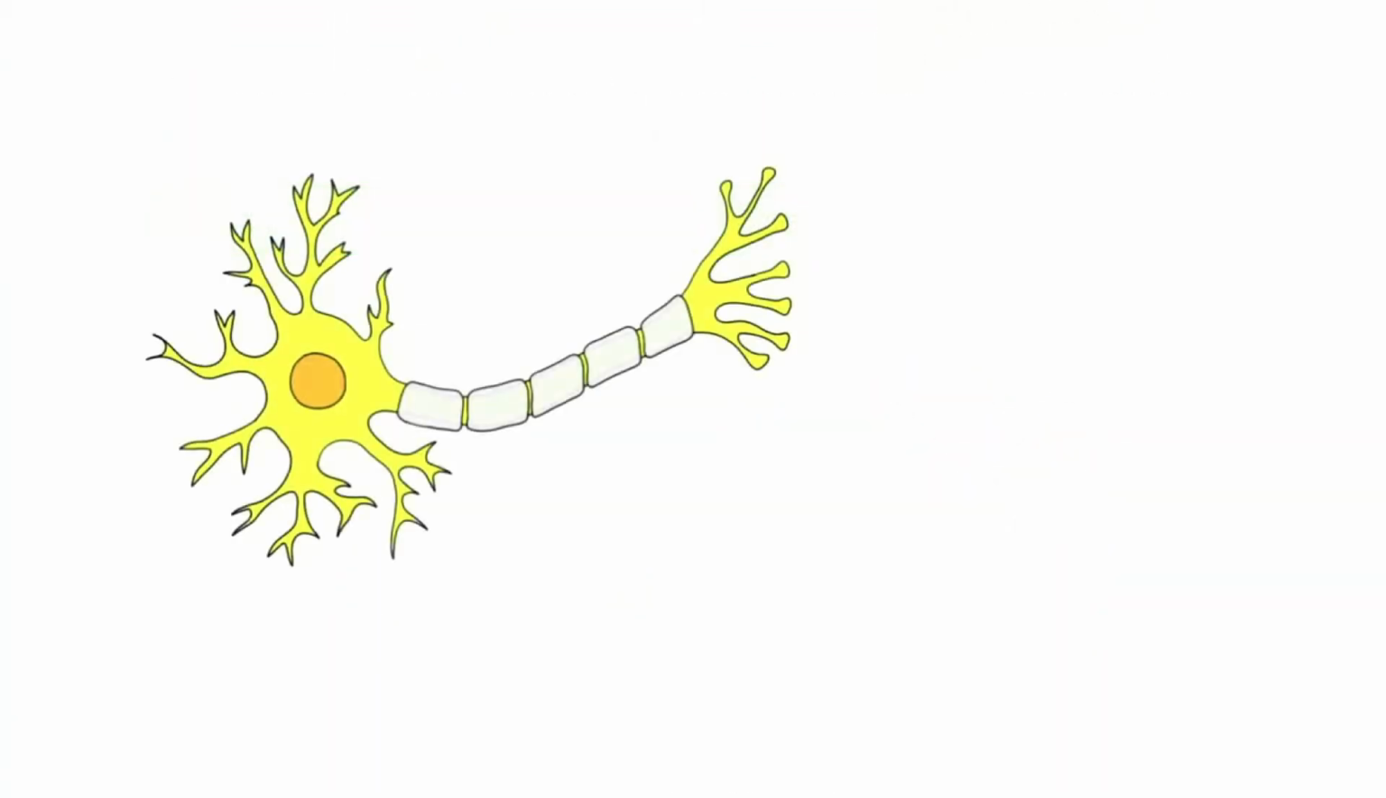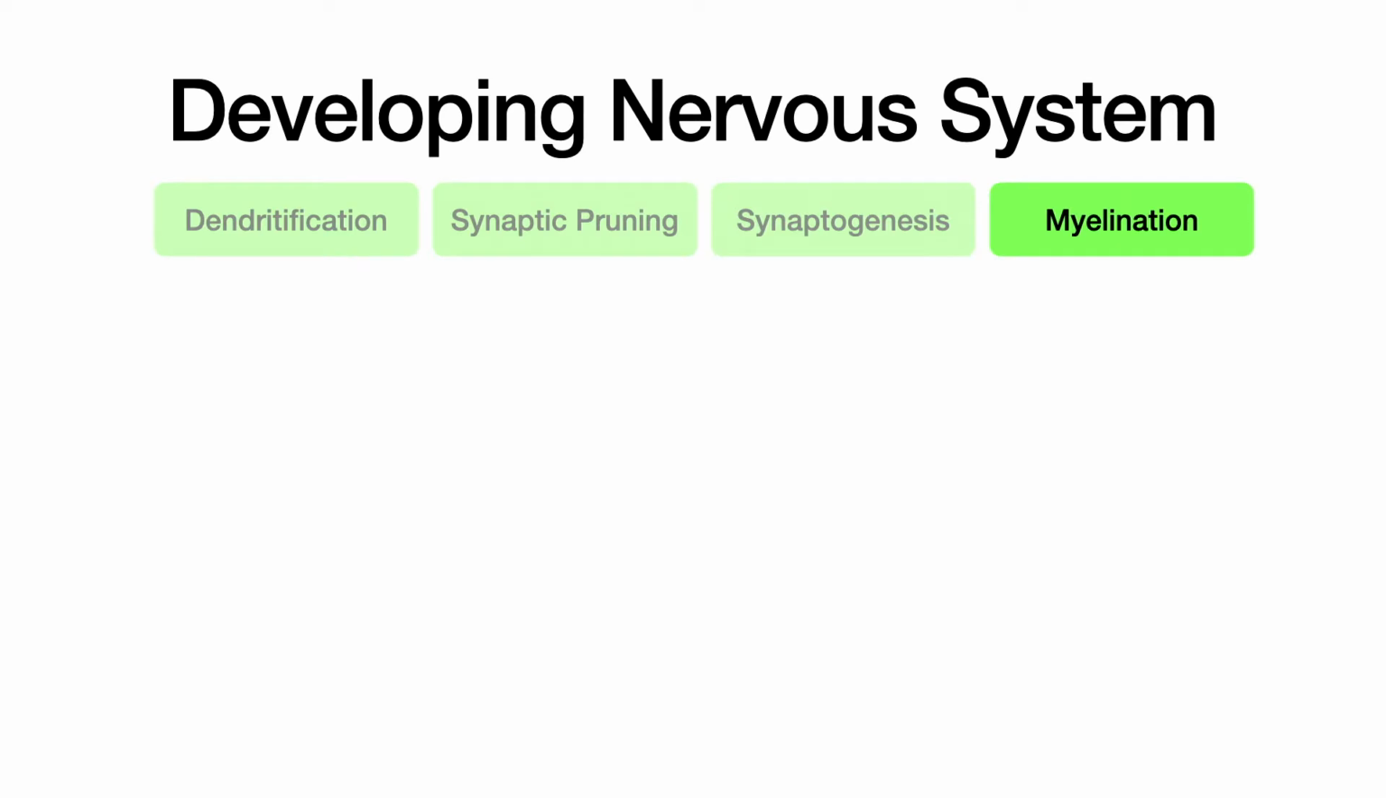And finally, we take a look at the process of myelination. Myelination is the buildup of a fatty tissue on the outside of the neuron that increases the efficiency of the neuron transmission.